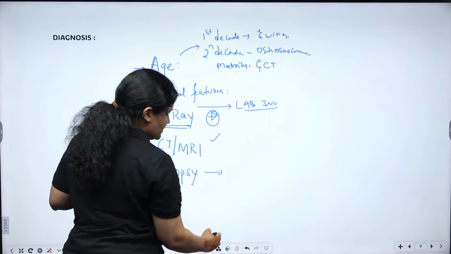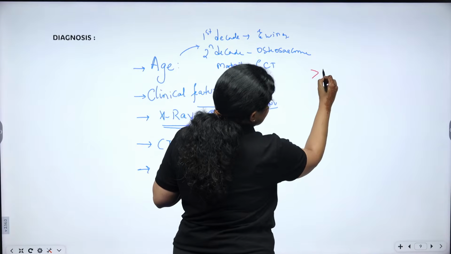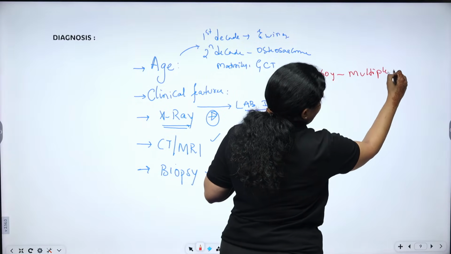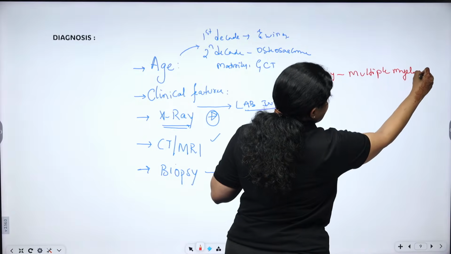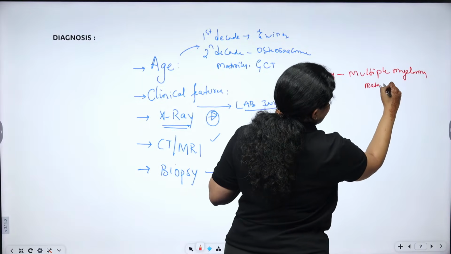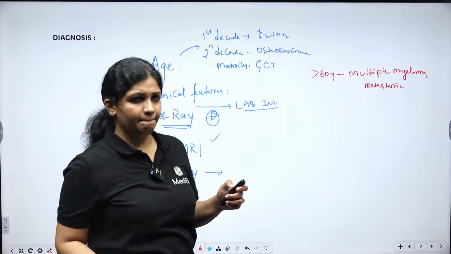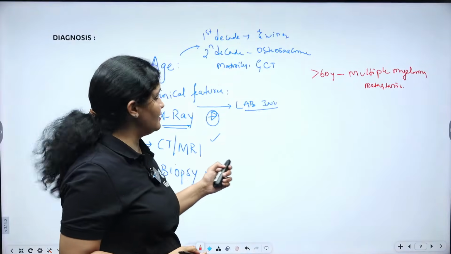And when the patient is above 60 years, elderly people, then you think of multiple myeloma, okay? Or you think of metastasis. So that is how age plays a very important role in diagnosis. Okay? Yes, is that what you were asking, the risk factor?